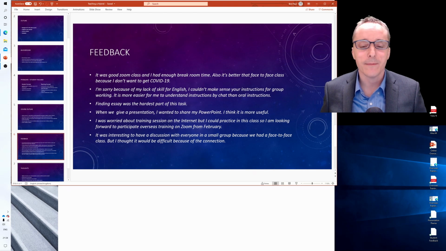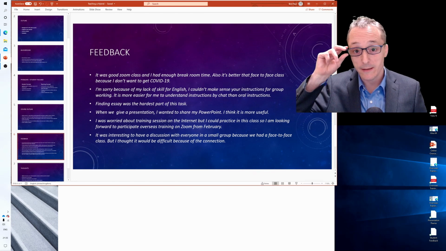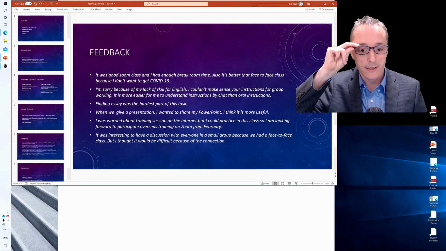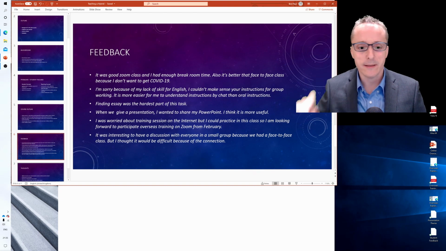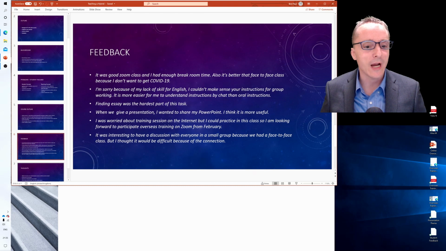Hence, they wanted more instructions through the chat function of Zoom. So that's something to bear in mind if you wish to issue instructions to the students. It is perhaps helpful for some to read them as well in the chat. Others struggled with choosing a destination to go to. Perhaps they wanted to go to several countries and couldn't choose between them.